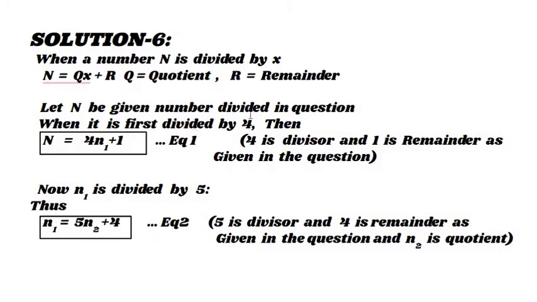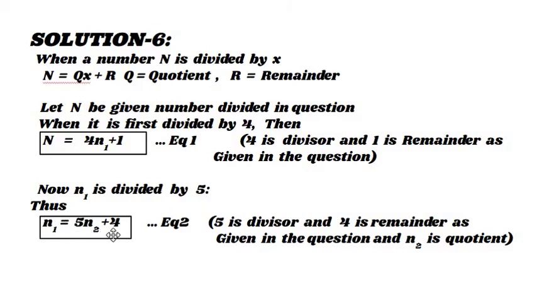Now when n is divided by 4, as given in the question, and the given remainder is 1, n can be written as 4 into n1 plus 1. Here I assume that n1 is the quotient, so this is the first equation, n equal to 4n1 plus 1. This is followed by the relation n equal to qx plus r.